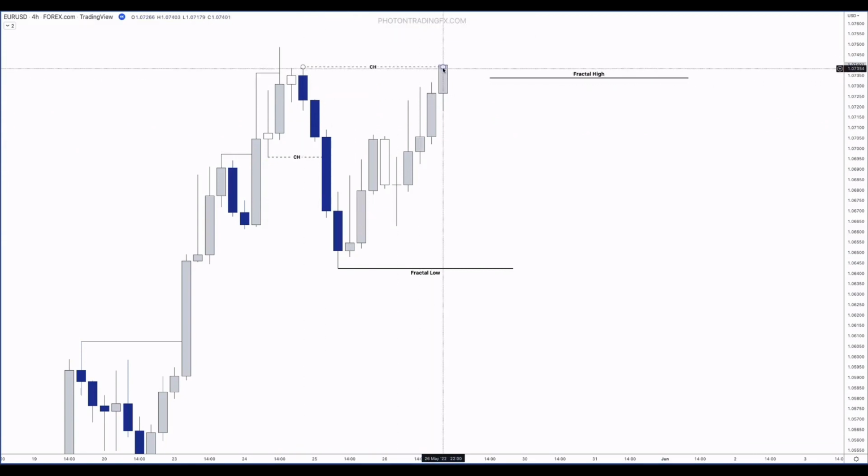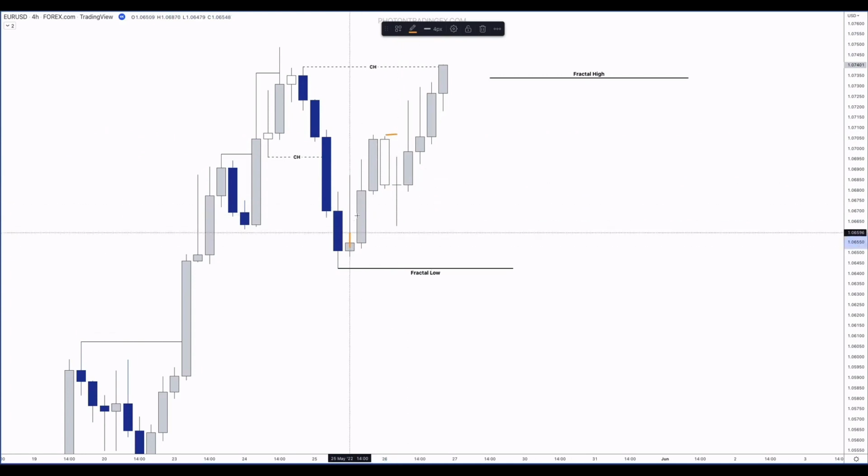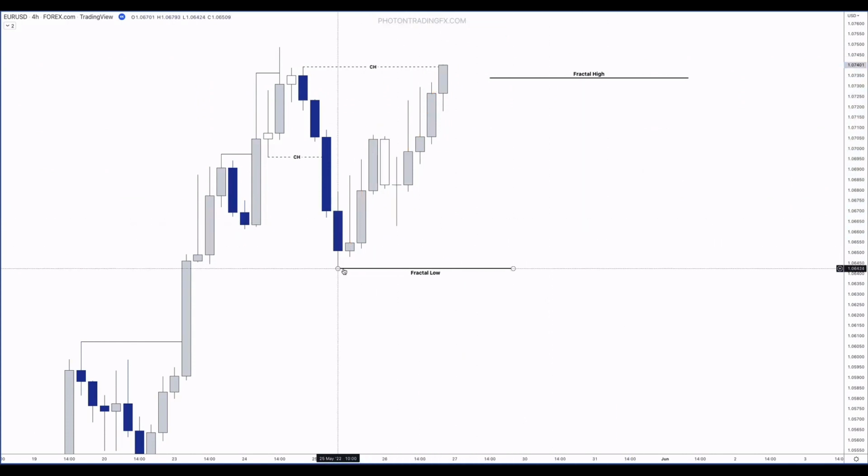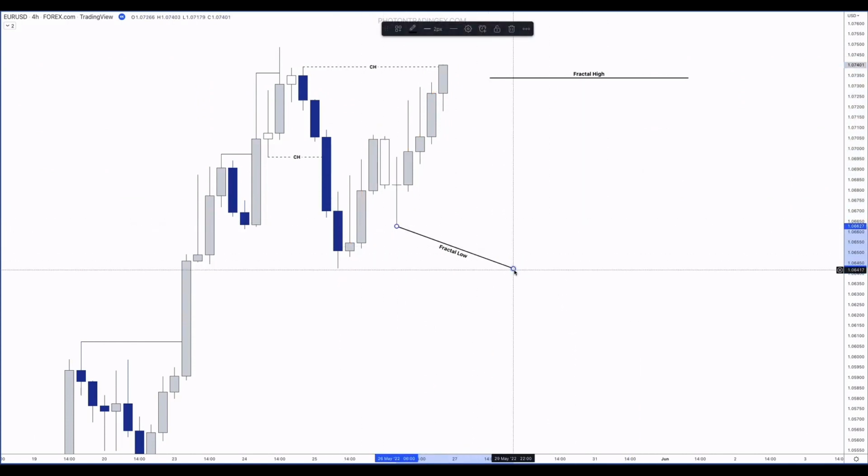So where is our fractal low? Well, we look back: where was the last candle to fail to break the previous candle's high? So all of these highs break the previous high. This candle here fails to break the previous candle's high, right? It fails to break this high. So that becomes our new low. Why? Because you see price comes up, then it comes down, and then all of these candles break the previous candle's high. So that's why that becomes our new low. Okay, so there's our fractal low.